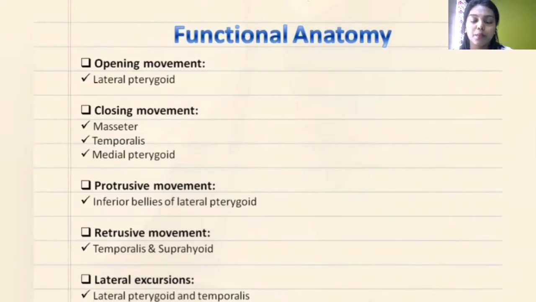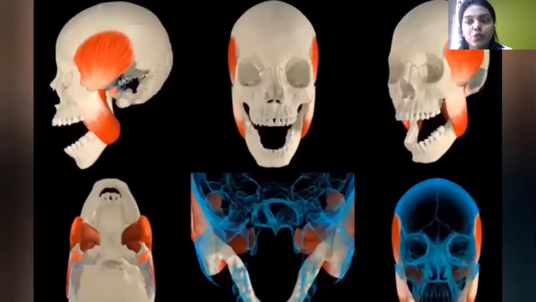Protrusive movement is by the bilateral contraction of the inferior bellies of the lateral pterygoid. Retrusive movement is accompanied by temporalis and suprahyoid muscles. Lateral excursion of the mandible is brought about by the lateral pterygoid on the opposite side, with the temporalis assisting the movement. Here, you can see the 3D visualization of the skull in the different views.